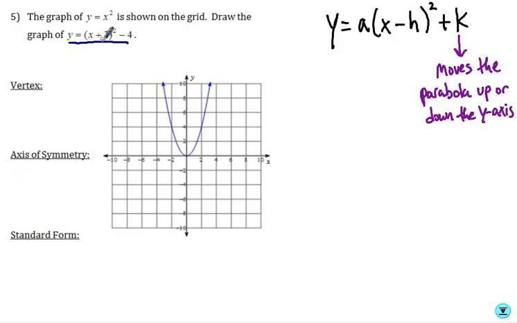Here, though, it looks like what's happening is the opposite, which is that a positive 2 actually moved it 2 to the left. So you'll notice that on here, where it says x minus h, to represent whatever that number is, it ends up moving the parabola left to right. Right, so this number moves our parabola up and down, that number moves our parabola left or right.